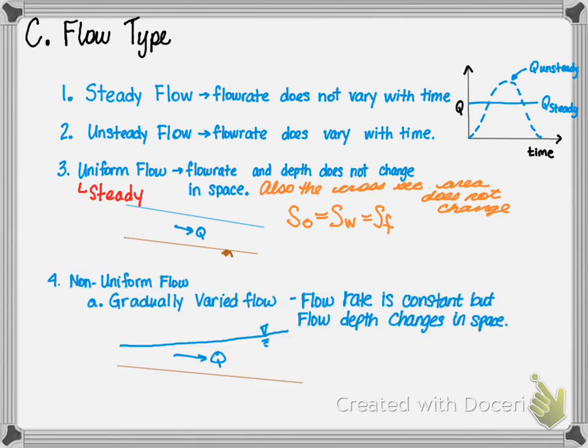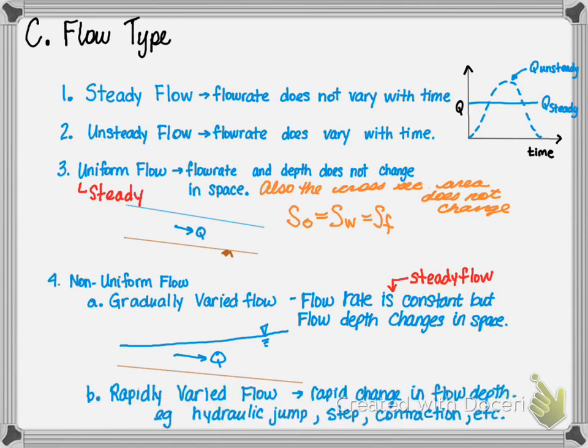The final category is non-uniform flow. It's broken into two categories, the first being gradually varied flow. The flow is steady, but the depth changes in space. While in rapidly varied flow, the flow depth changes abruptly. Examples include hydraulic jumps, steps, and contractions, to name a few. The flow in these cases is also steady.